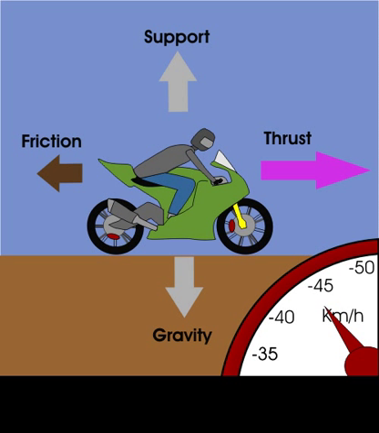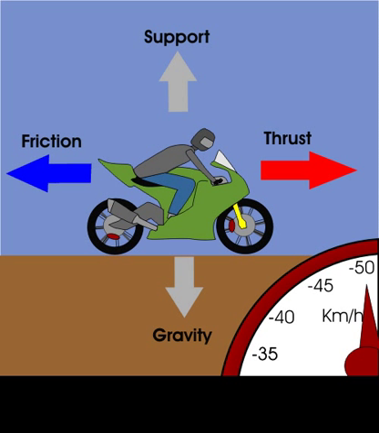The motorbike is accelerating, so the thrust arrow increases as a result of the motorbike moving. Also, the friction arrow decreases because thrust is overpowering the friction. Once the thrust has reached its maximum, the friction starts to increase, so therefore the forces are starting to be balanced.